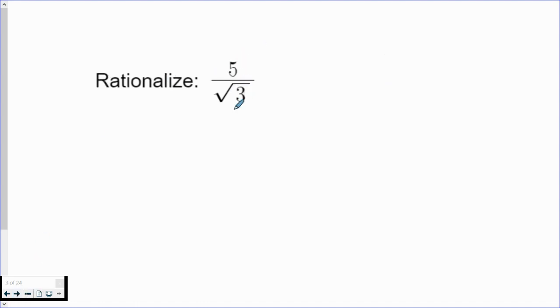And so here we have 5 divided by the square root of 3. So again, we're going to take that square root of 3. We're going to multiply numerator and denominator by that square root. Again, in the numerator, we can't combine these other than saying it's 5 times square root of 3. You just leave it just like that.